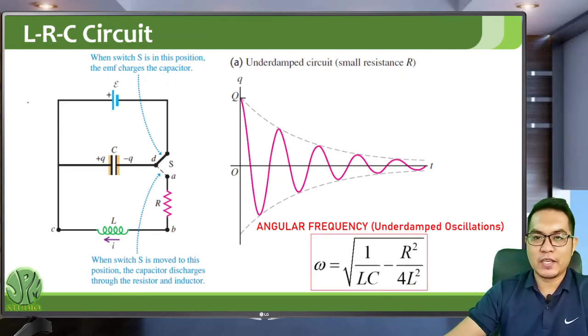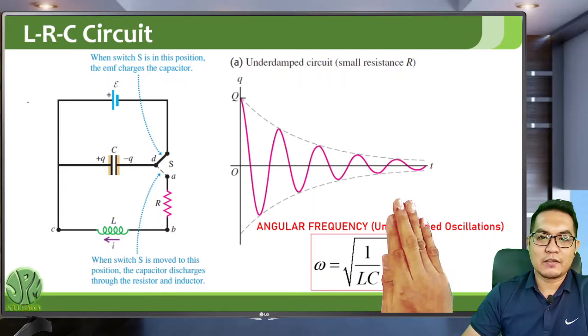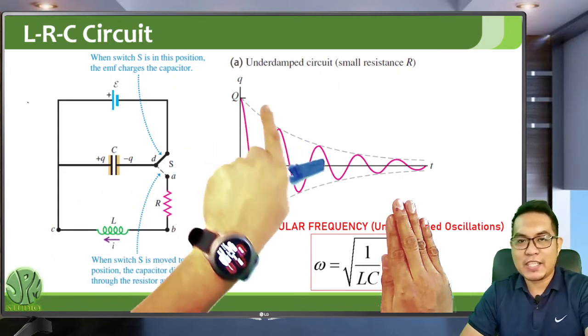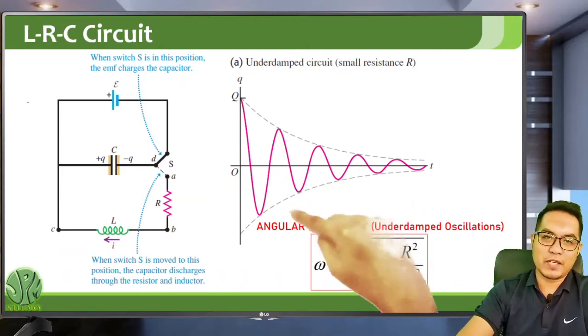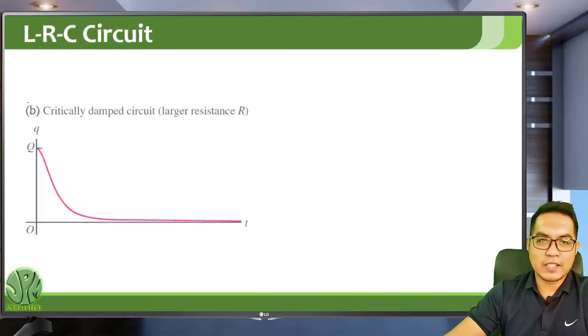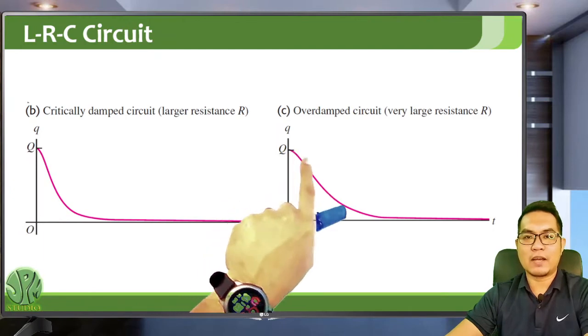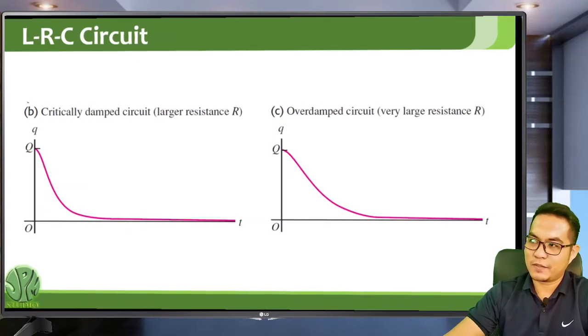The angular frequency is the square root of 1 over LC minus this term here. You will notice that if there's no resistance, this just reduces to the angular frequency of the LC circuit, the undamped. There's no damping involved here. Damping means the decrease in amplitude. But if you have a resistance, then there will be damping. Now, if the resistance is large enough, then you will have a critically damped oscillation. And if you have a very large resistance, then you will have an overdamped oscillation. So basically, there's no oscillation in that case.